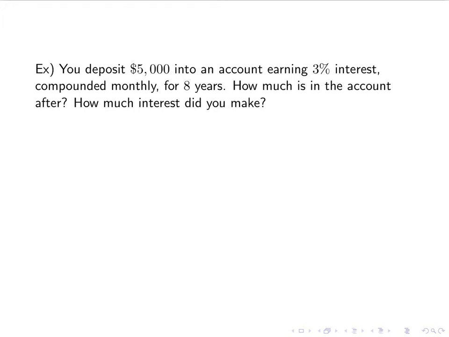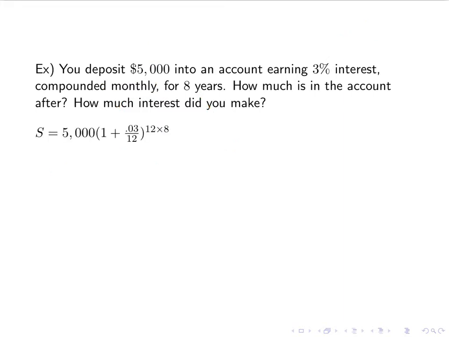So we got to plug all our numbers in. So I deposit $5,000. So that's P. The interest is 3%. And I have to change that to a decimal. So that's going to be 0.03. 8 is the years. So that's T. And then compounded monthly. Again, there are 12 months in a year, so M is 12. So once we figure out what each letter represents, I'm going to plug it into the formula.